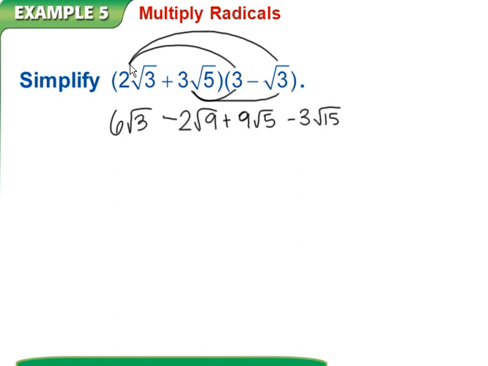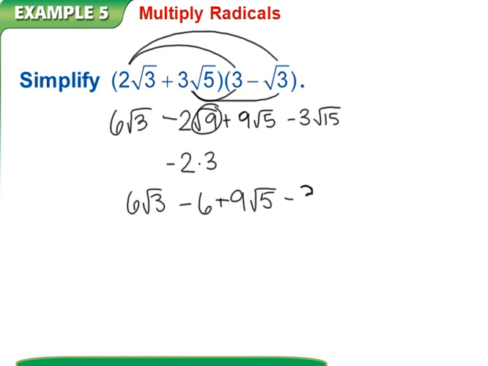Okay, is there anything we can simplify? I see this one right here. Negative 2 times 3, so negative 6. And I don't see anything else I can simplify. So we just write it out as one long expression. Nothing can be reduced. And so that is our answer.